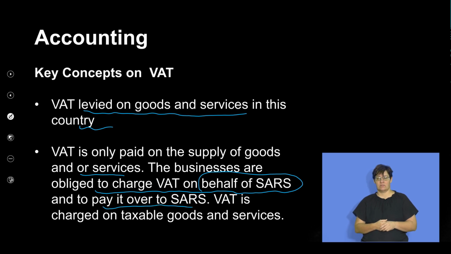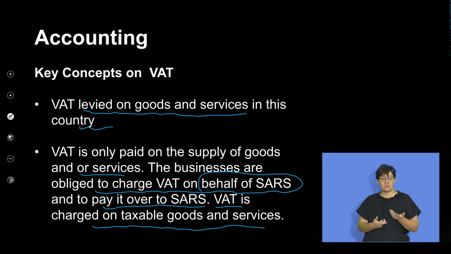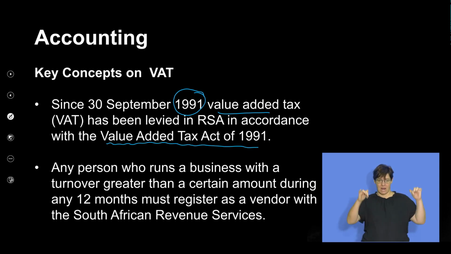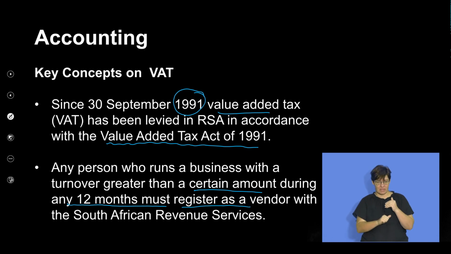So once you collect that amount, we said it will have to be paid over to SARS. VAT is charged on taxable goods and services. Okay, you will see therefore that since 1991, when VAT was introduced in South Africa, right? Obviously, it's an act of Parliament, and therefore it is something that we have to comply with. Any person who runs a business with a turnover greater than a certain amount, which is, you'll notice, also adapted and changed from time to time, within a period of 12 months, must register as a vendor.